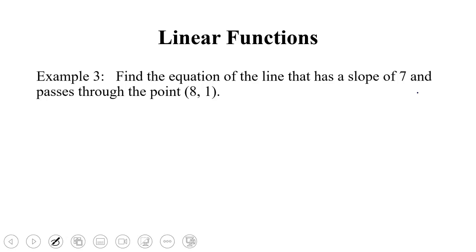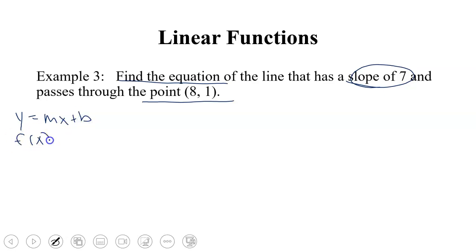Okay, let's look at number 3. We need to find the equation that has a slope of 7, and then they give us a random point. So we know our formulas, right? What's the slope-intercept? y equals mx plus b. In this case, it's f of x equals mx plus b, right? So let's plug it in.